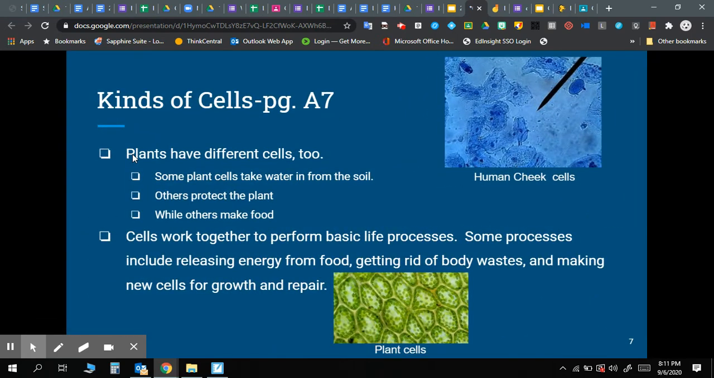We also learned that plants have different cells too. Some plant cells take water in from the soil, others protect the plant, and others make food. Here I had a picture of some human cheek cells. We're going to check out some cheek cells a little further in our lab this week. This at the bottom is a plant cell. These are some plant cells. We learned that cells work together to perform basic life processes, including releasing energy from food, getting rid of body waste, and making new cells for growth and repair.